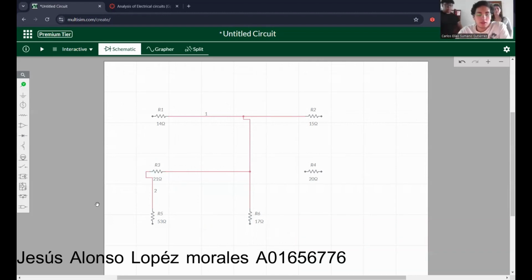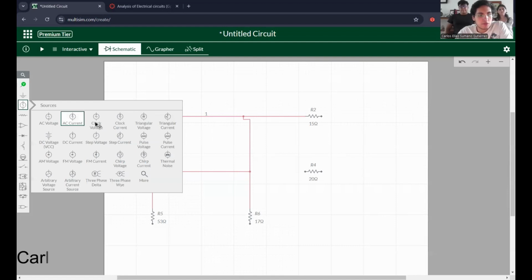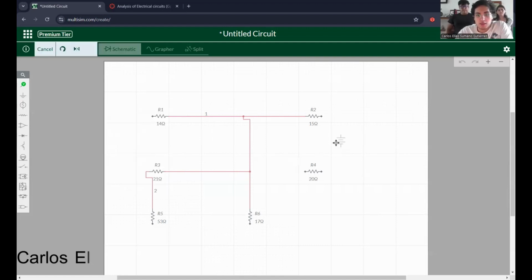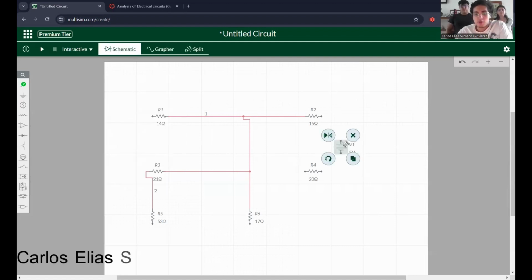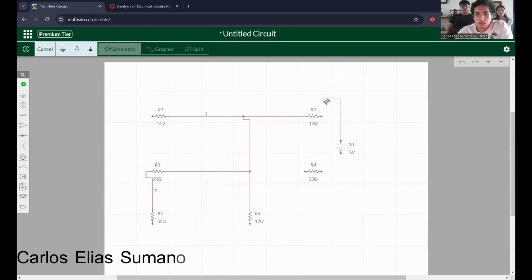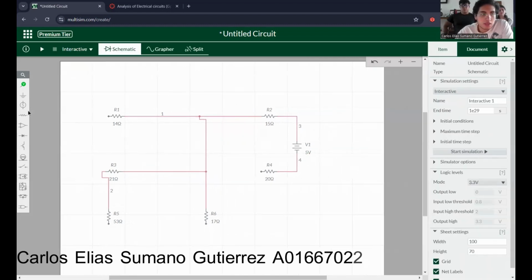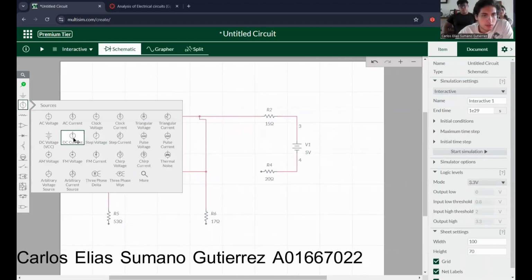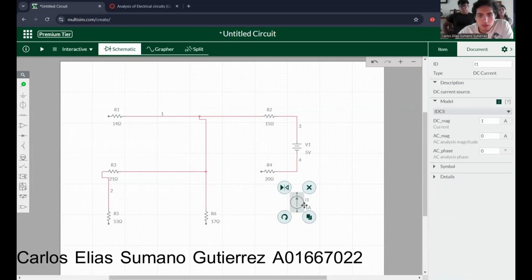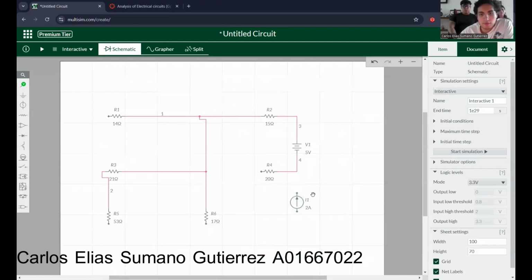Continuing with the circuit, we have to connect all the dependent and independent sources. First of all, we connect the independent sources, the voltage source, which is connected to resistor number 2 and to resistor number 4. Then we connect the current source, connected this way, with a value of 2 amperes, and the voltage source has a value of 5 volts.